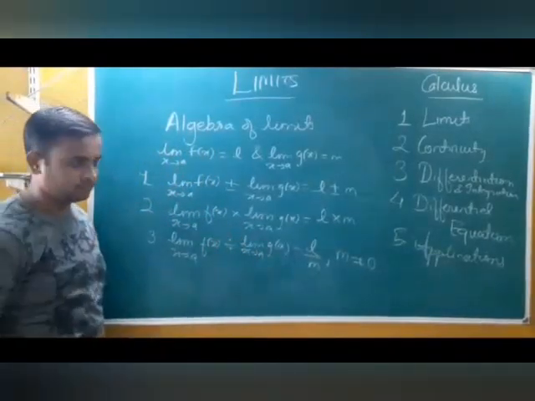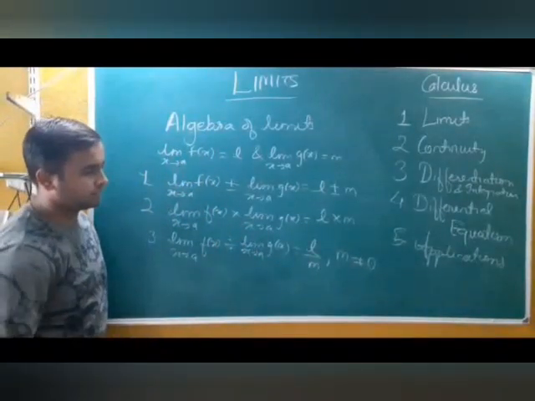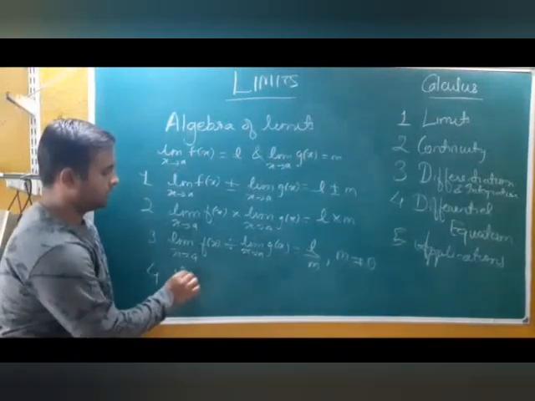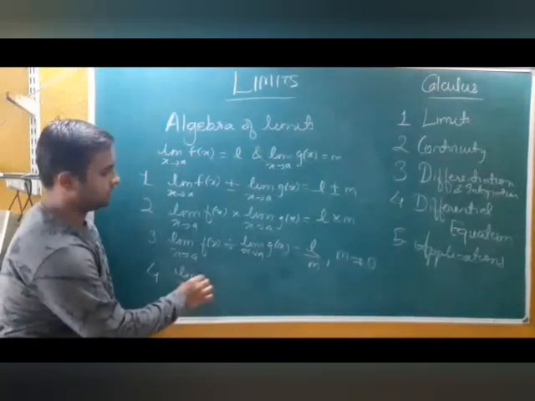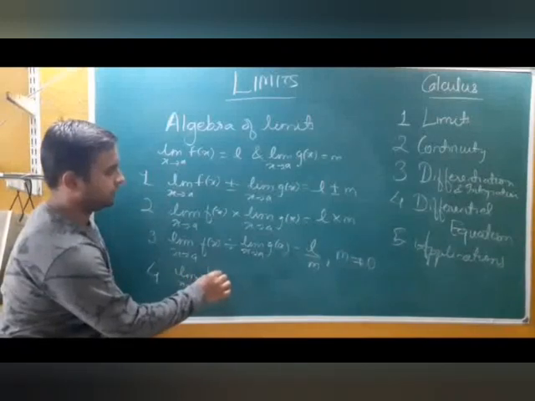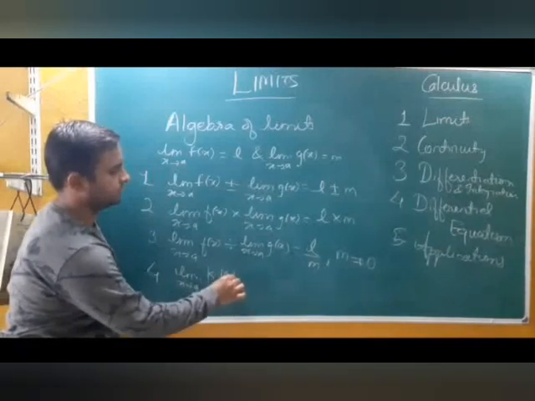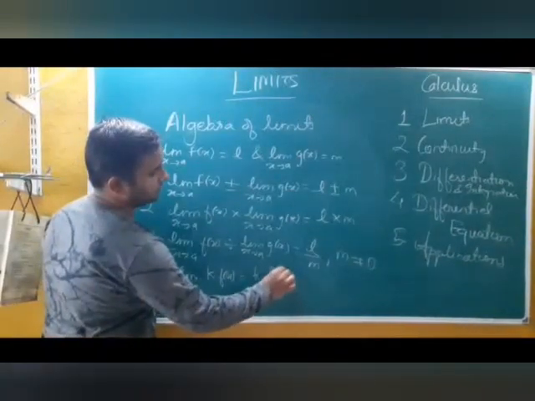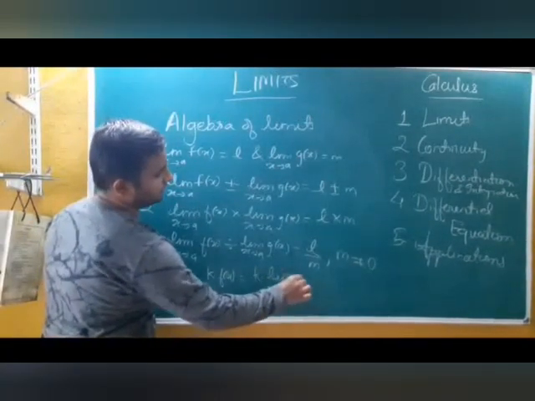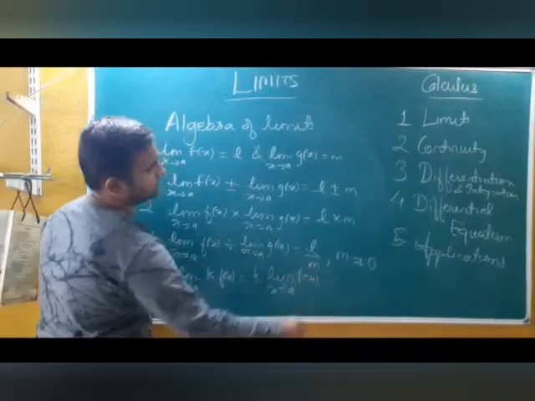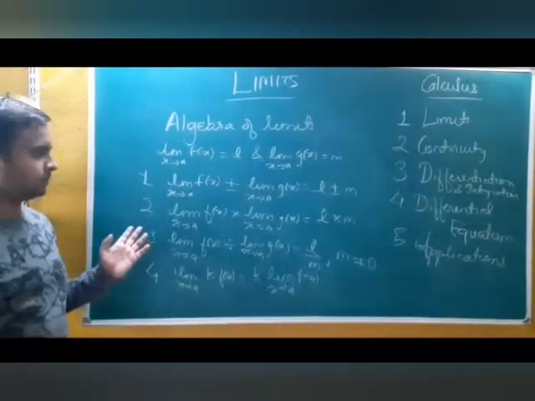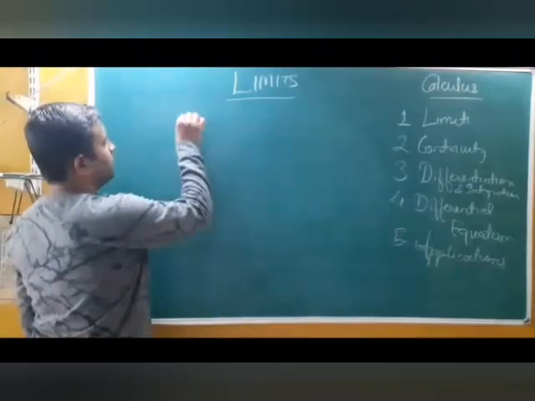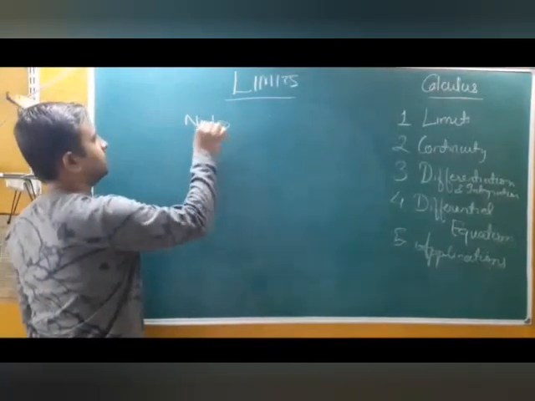Very important, because this will be a rational function. Fourth, limit x tends to a of any constant k into f of x will be the constant into limit x tends to a f of x. Alright, please write it down. Write down some notes as well.